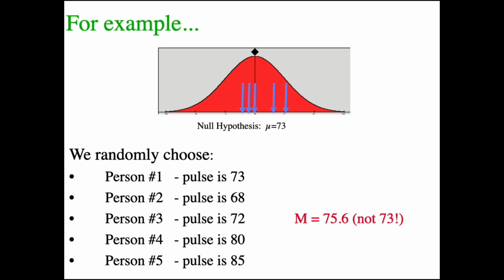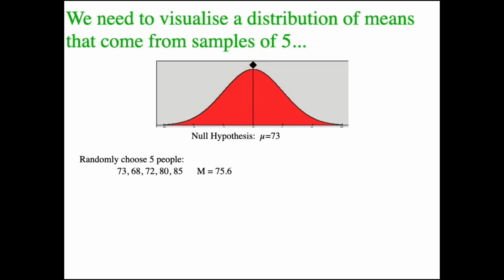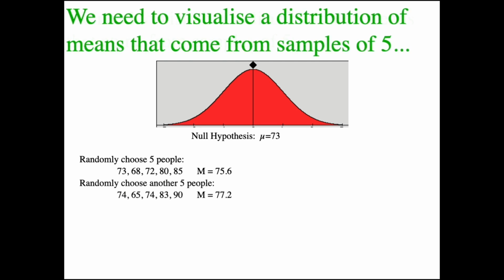So what we need to do then is visualize a different kind of distribution. And we're going to call this new distribution a distribution of means that have samples of 5. So what I would do is just grab from the original population 5 people, 73, 68, 72, 80, and 85, find out that their mean is 75.6, then throw them back in and grab another 5 people, 74, 65, 74, 83, 90, find out that they have a mean of 77.2.